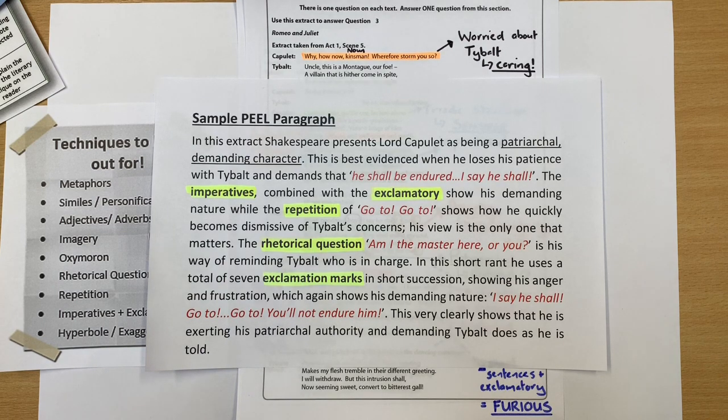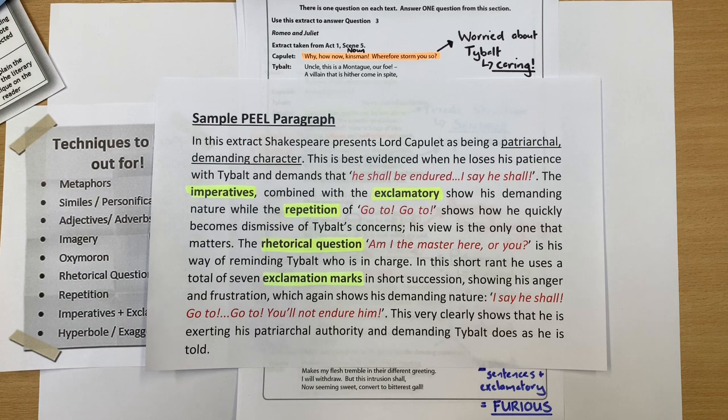So within this PEEL paragraph, you can see there's a very clear point, and I've just underlined it there for you to see easily. Lord Capulet is a patriarchal, demanding character. Best evidenced when he loses his patience with Tybalt and demands that he shall be endured, "I say he shall." So again, your evidence has been embedded there. The imperatives combined with the exclamatory show his demanding nature, while the repetition of "go to" shows how quickly he becomes dismissive of Tybalt's concerns. His view is the only one that matters.